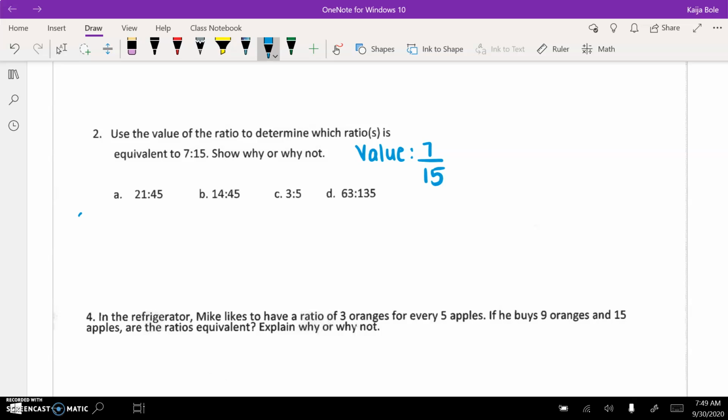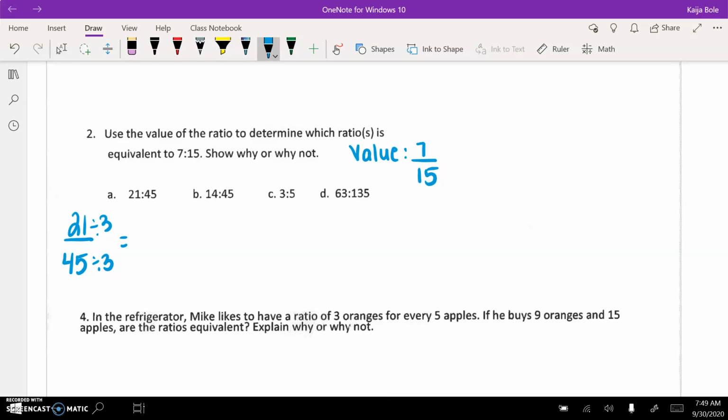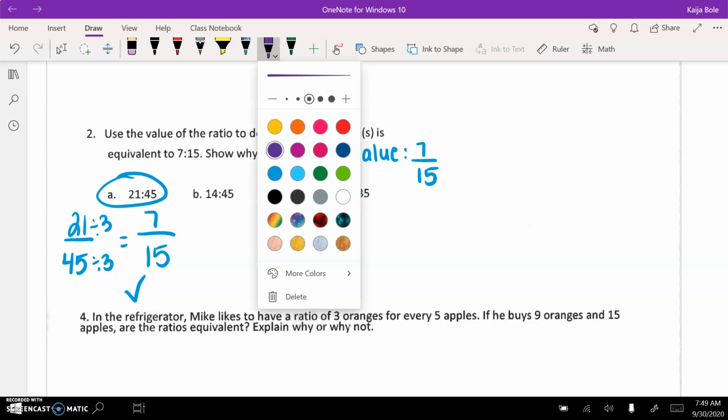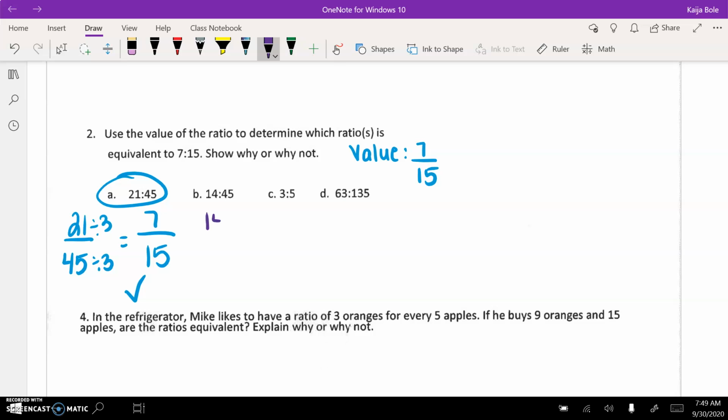So if I took the first option, which is 21 over 45, this one's a little trickier. I can divide both of these by 3. So that would leave me 21 divided by 3 is 7, and 45 divided by 3 is 15. So this one is all good. So we would circle this. They are equivalent.